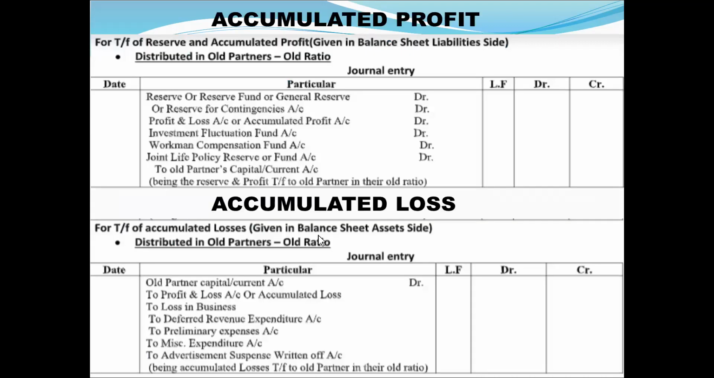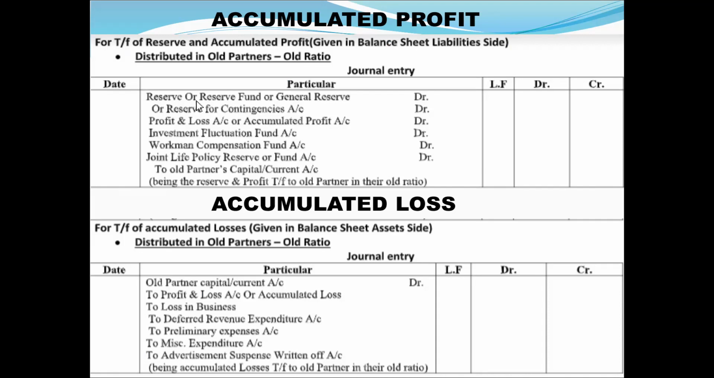For transfer of reserve and accumulated profit given on the balance sheet side, distribution is among the old partners in the old ratio. So what are all the items we are going to share in the old ratio? Reserves and surplus and accumulated profit.